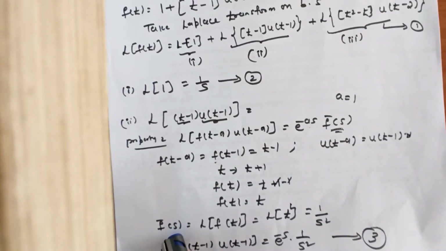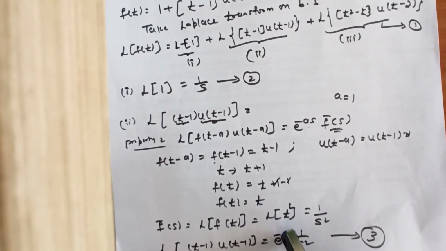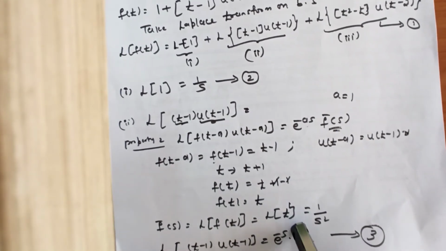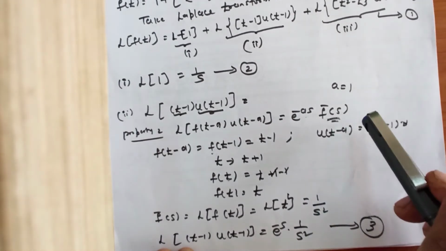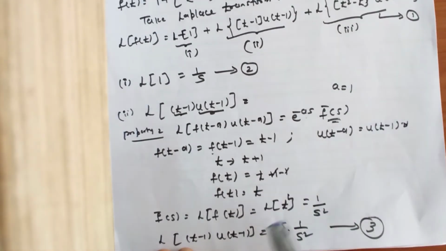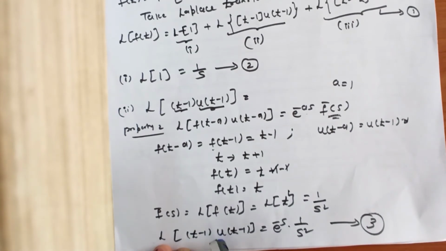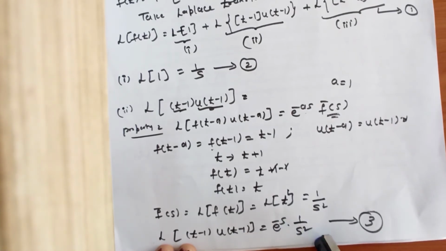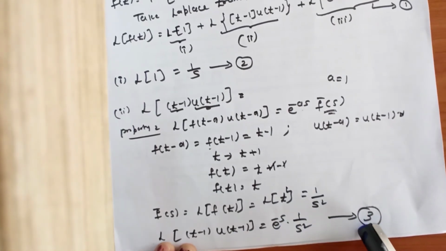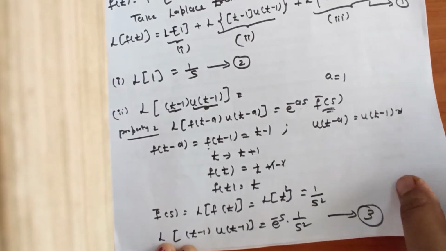So now let us find our f bar of s, that is L of f of t, which will be equals to Laplace transform of t. Laplace transform of t is given by 1 by s square. So substitute over here, so that you will get the final answer as, that is Laplace transform of (t minus 1) into u of (t minus 1) is equals to e power of minus s into 1 by s square. So let us name it as equation number 3.